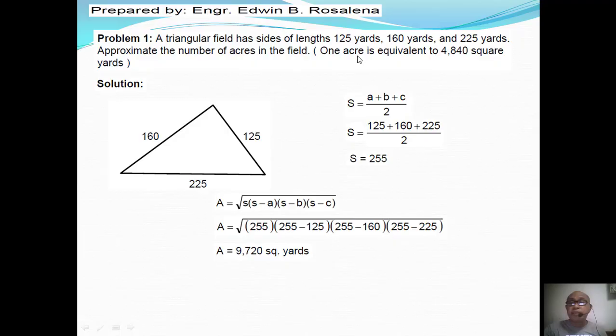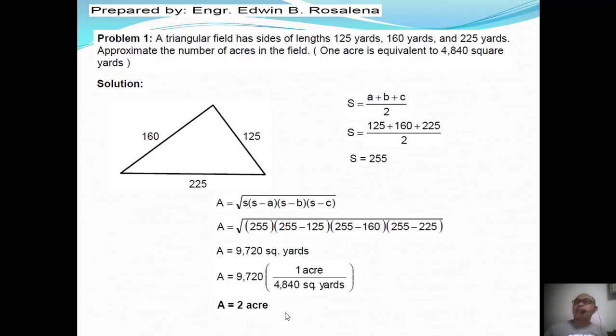But the answer should be expressed in acres. So, we will convert. We multiply this by the conversion factor, 4,840 square yards equal to 1 acre. And the answer is equal to 2.